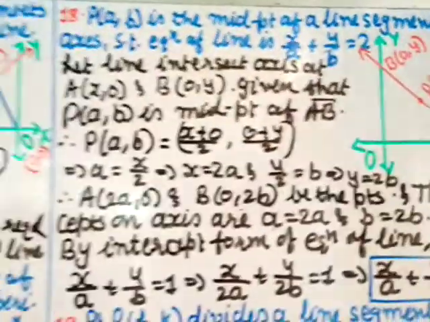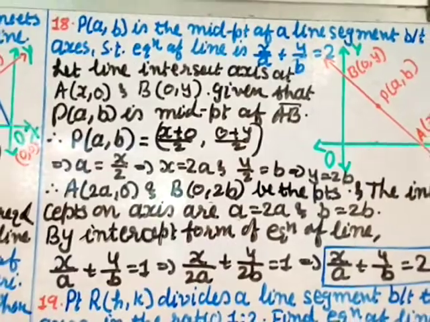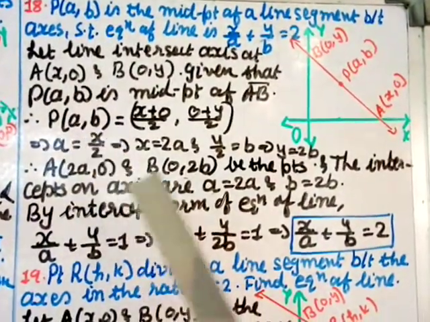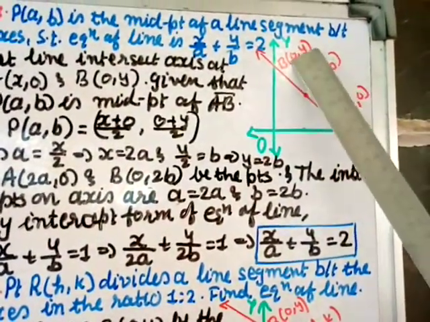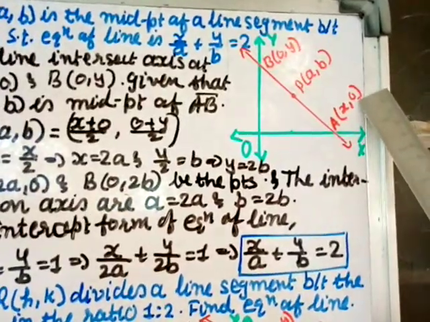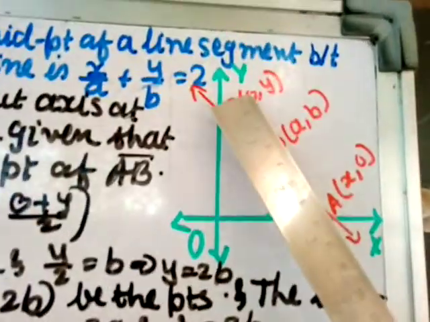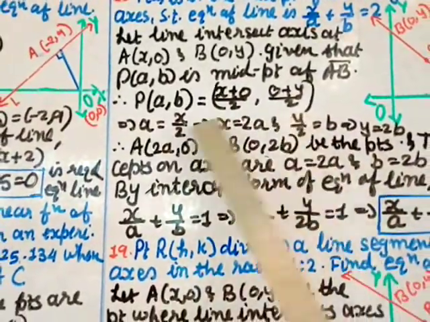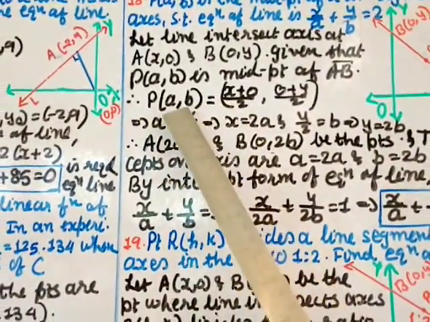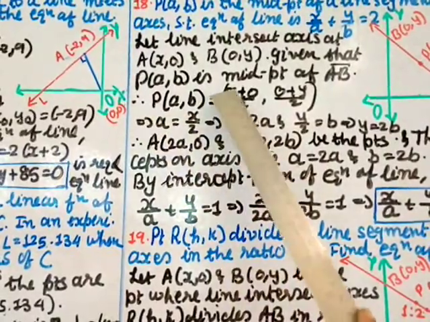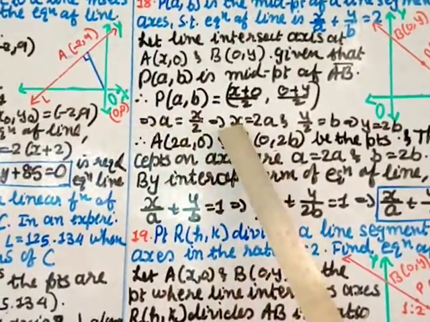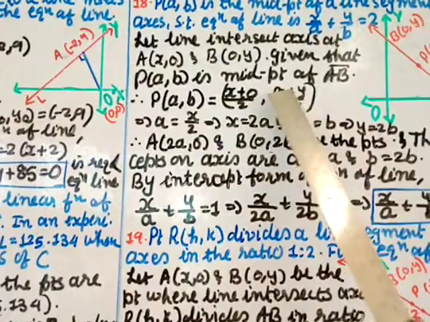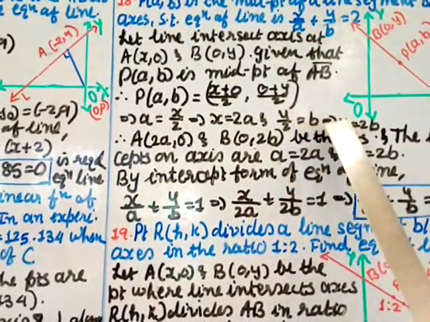So what we can say is, by using the midpoint formula, P(a, b) is equal to ((x1 + x2)/2, (y1 + y2)/2). So you can take here (x + 0)/2 and (0 + y)/2. So (a, b) equals ((x + 0)/2, (y + 0)/2). Now compare the x coordinate and the y coordinate. So you get a is equal to x/2. From here, transferring the 2, the x value is 2a, and b equals y/2. So transferring the 2 here, y equals 2b.